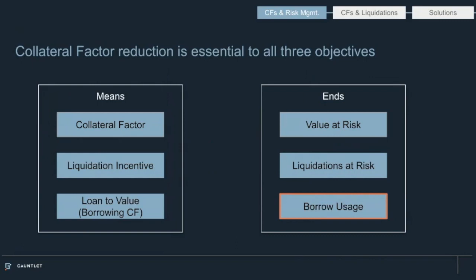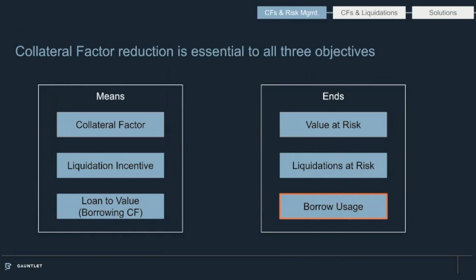Finally, a note about borrow usage. Increasing collateral factors will lead to increased borrows, assuming customer risk profiles remain constant. They maintain their borrow usage rate, creating more value for users under favorable market conditions.